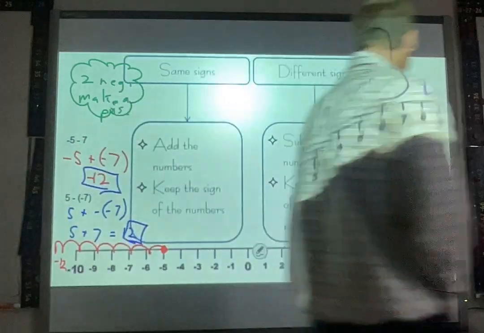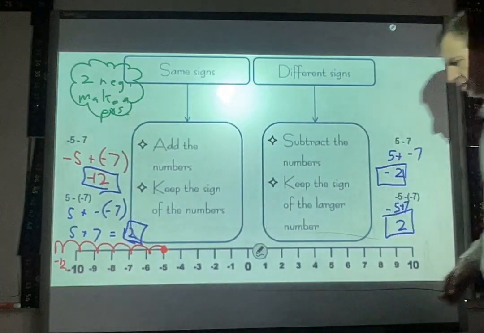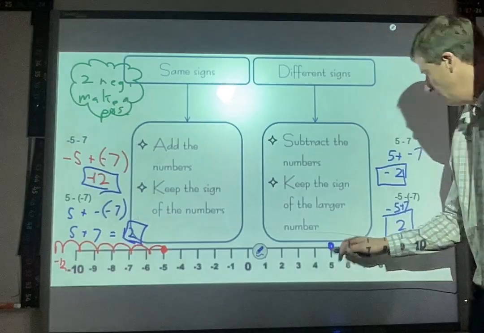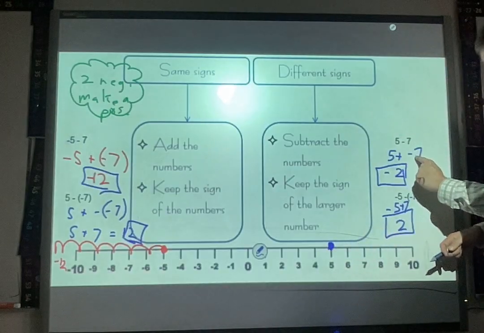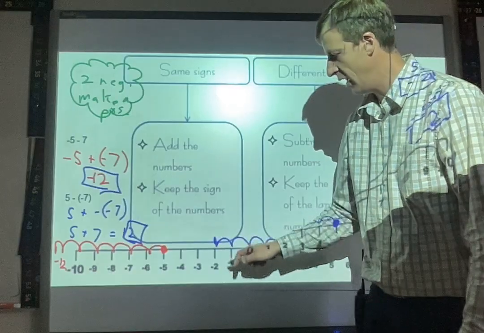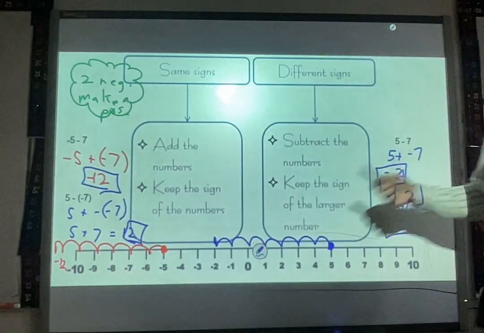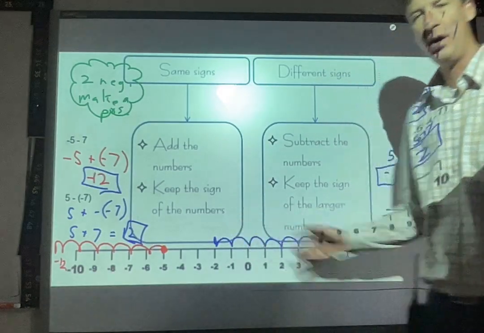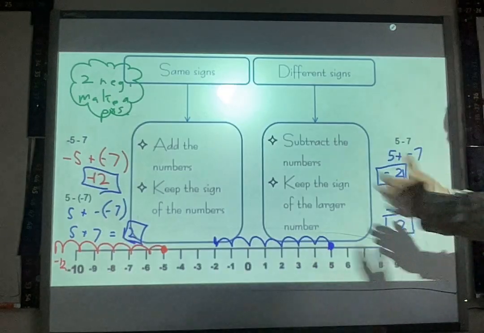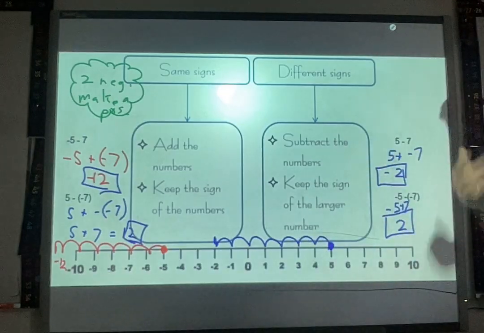Or over here, 5 minus 7, I could start at the 5 on my number line, and then I need to go 7 to the left. I'm subtracting, so I go to the left. 1, 2, 3, 4, 5, 6, 7. I end up at negative 2. So the number line works to solve these as well. You just start at the first number, and then if it's negative, you move to the left. If it's positive, you move to the right.